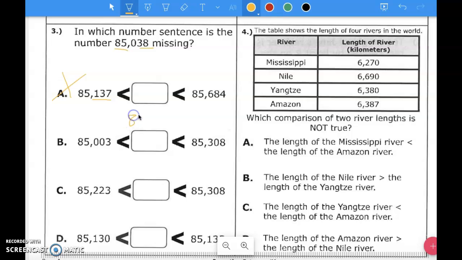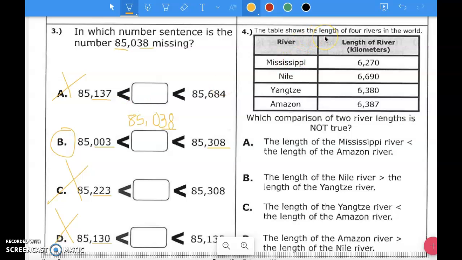So 85,000, which is the same for all of the numbers, and 38 could make sense here because you have 3 and then 38 and then 300. That makes sense. Let's try the other ones. 223 is greater than 38, so this one makes no sense. 130 is greater than 38, so that one makes no sense. So this is my right answer.